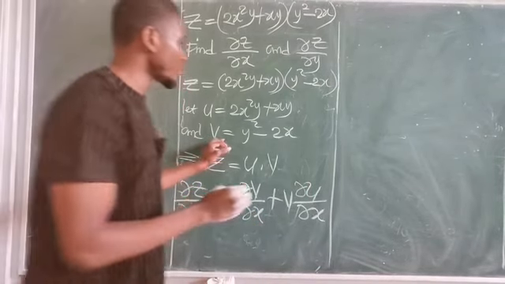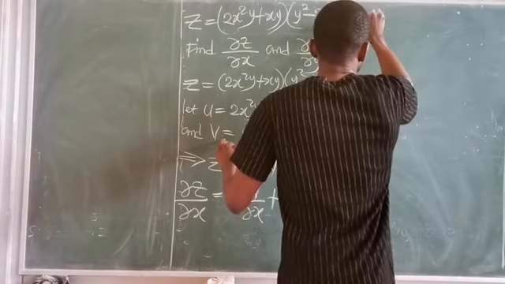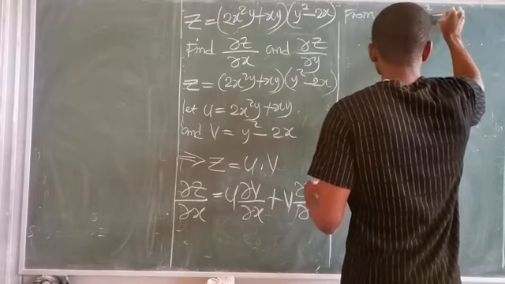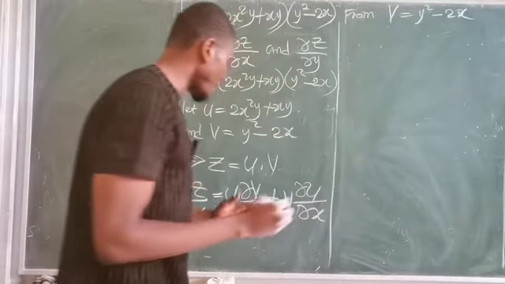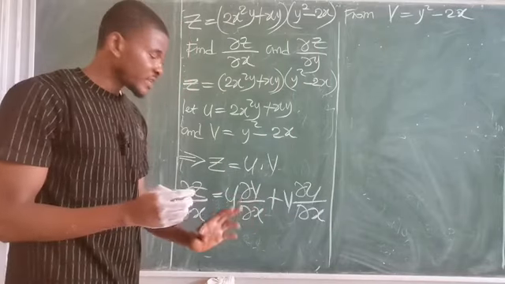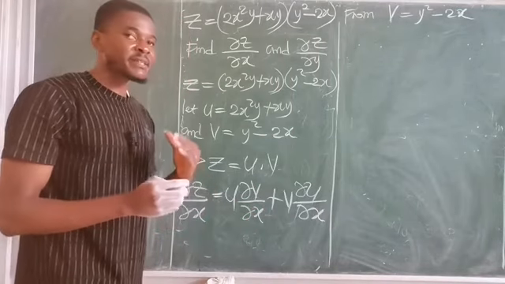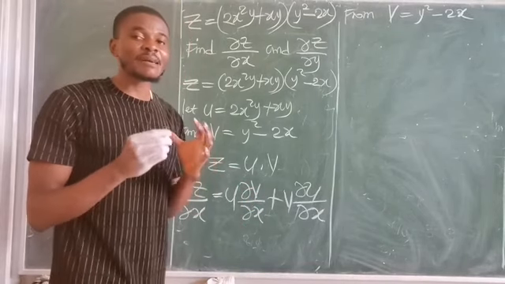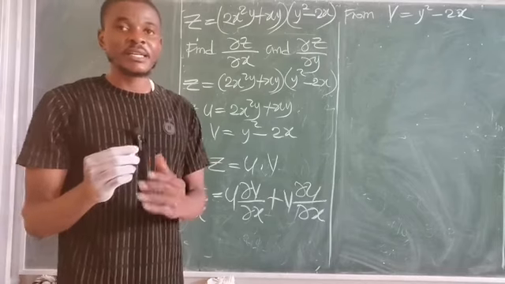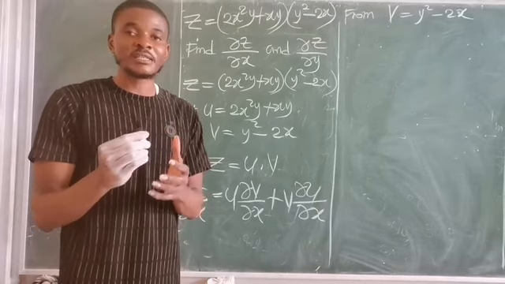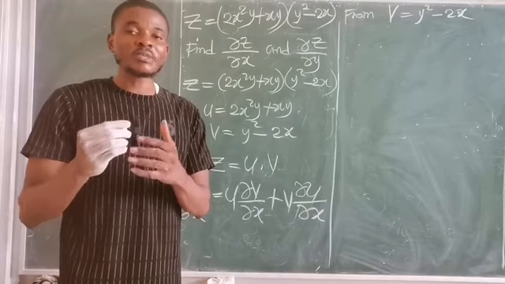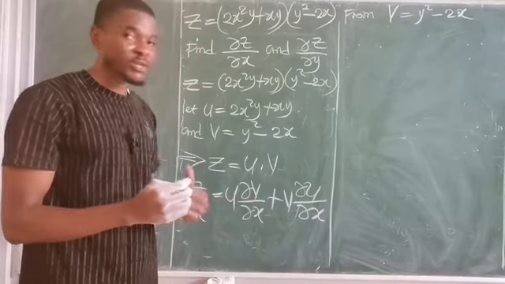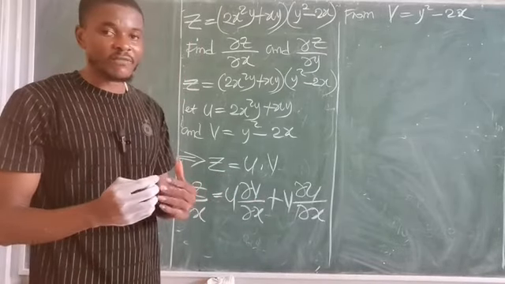So from v equal to y squared minus 2x, I want to find dv/dx, partially differentiating v with respect to x. When they say partial derivative, if I want to differentiate v with respect to x partially, it means that I am going to consider y as a constant. The same way I will treat a constant in normal differentiation, that's how I will treat y. y will be considered as a constant because I just want to differentiate v with respect to x and not with respect to y or any other variable.